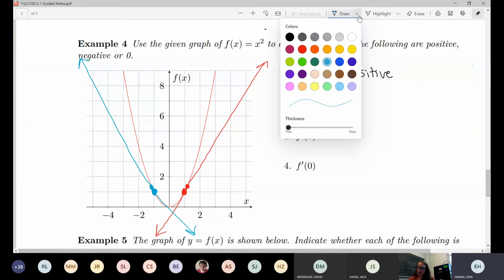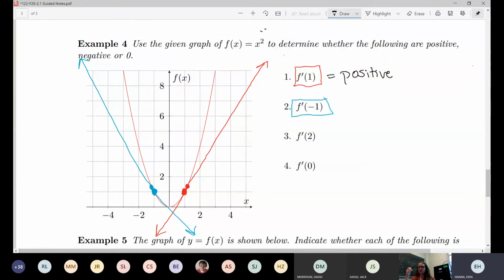So again, the derivative is a slope value. So is the slope of that function going to be positive, negative, or approximately 0? That line is decreasing, so it's going to be negative.